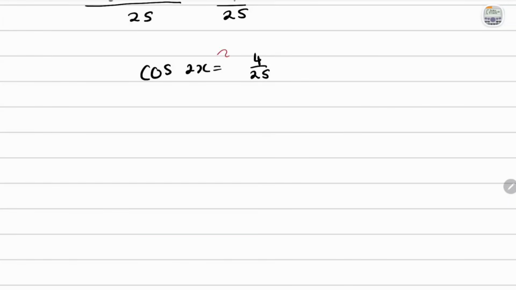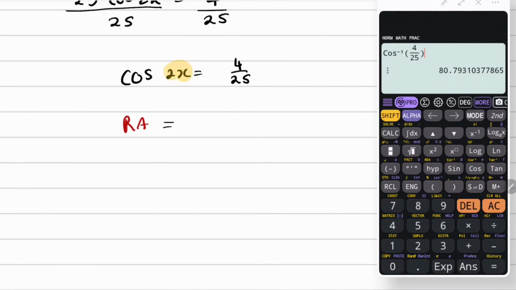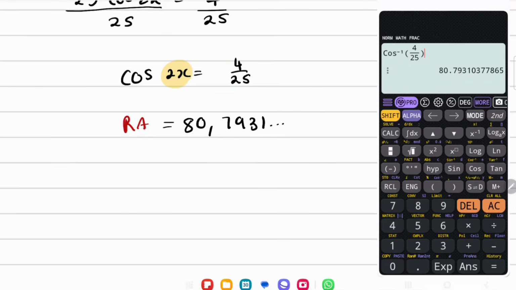So first going to find the reference angle. The reference angle we find by taking cos inverse, so that's shift cos of 4 over 25. And this is what we get. Now, the thing about this is because you have 2x here, eventually when you're solving for x, you're going to have to divide by 2. So don't round off yet. So I'm going to leave it as 80.7931 and just show them that I haven't rounded off yet.